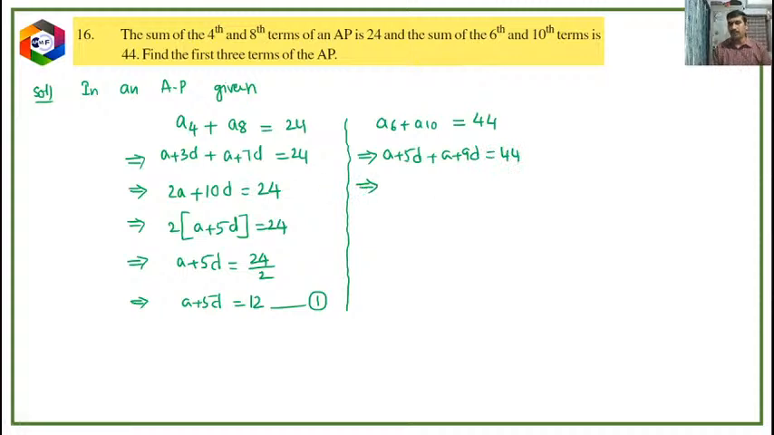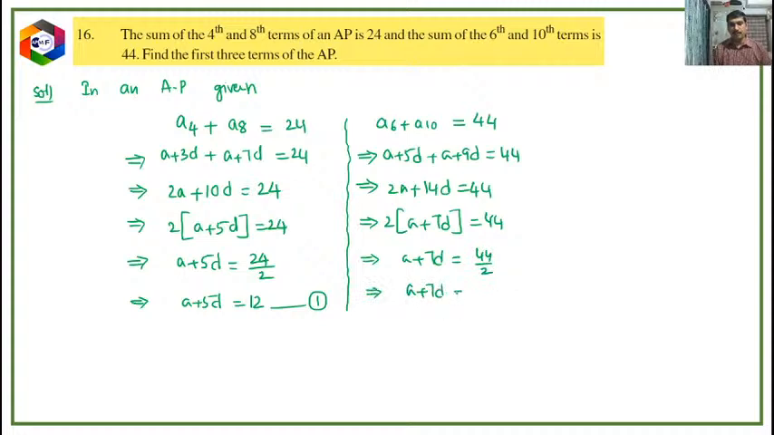Again the same method, simplification. A plus A, 2A, 5D plus 9D, 14D will be equal to 44. Here also the same, taking 2 common, A plus 7D is equal to 44. Now let us transpose 2 to that side. A plus 7D will be equal to 44 by 2, which is equal to 22. Now let us assume this as equation 2.